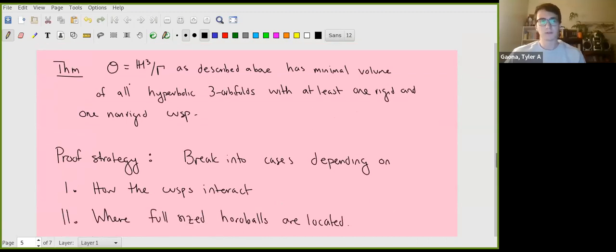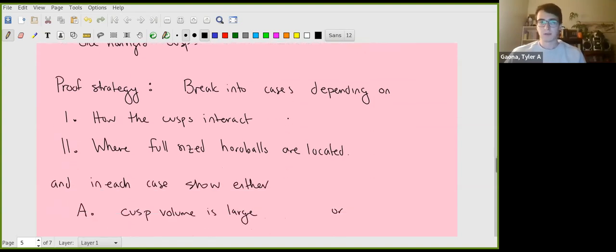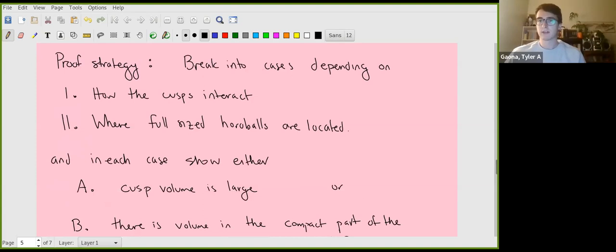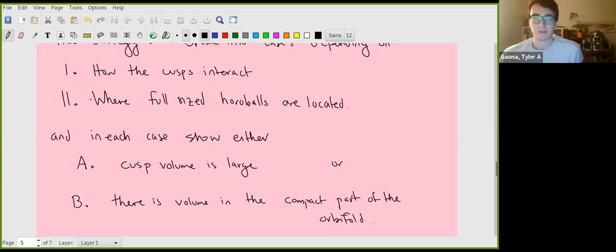Now, our result is that O, this orbifold we've been talking about, has minimal volume over all hyperbolic 3-orbifolds with one rigid and one non-rigid cusp. Now, how do we go about proving this? Well, it naturally breaks down into cases, depending on how the two cusps interact and where the full-sized horoballs are located in the cusp diagram. Each possible case based on these two possibilities gives us some partial data for the horoball packings.